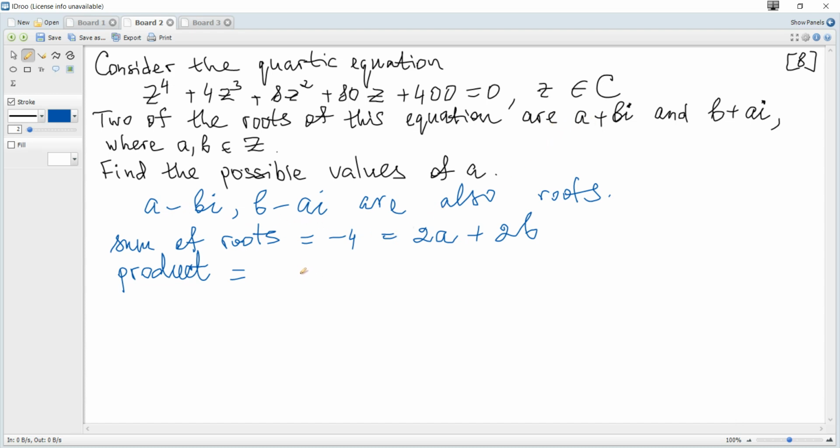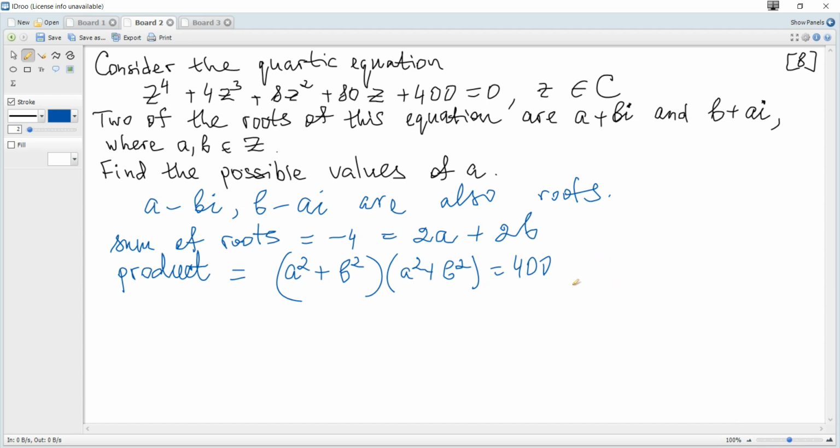It's the formula a minus b times a plus b in general, which is a squared minus b squared, so it looks like a squared minus bi squared, where i squared is negative 1, so it's a squared plus b squared. And b plus ai multiplied by b minus ai is also a formula, so it's also a squared plus b squared, and it's 400.